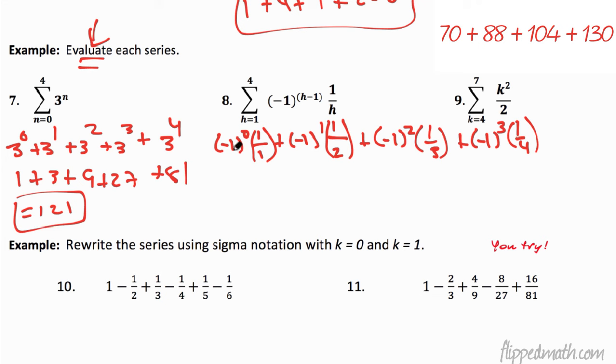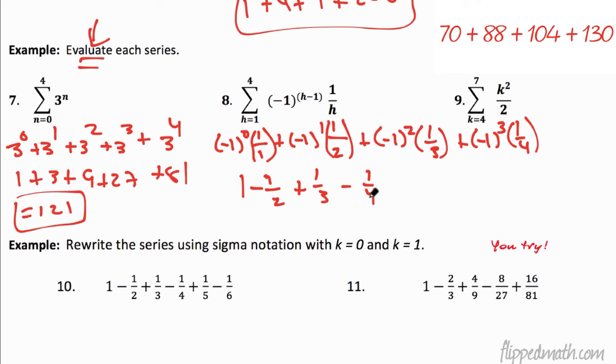So negative 1 to the 0 power is 1, times 1. That gives us a 1 here. Plus negative 1 to the first power. So it's not really going to be plus. This is going to be minus. This comes out to a negative 1/2. So I'm just going to write minus 1/2. Then we're going to get a positive 1/3 and a negative 1/4. See what I did there? That's why I left it all out. See, negative 1 to the third power is negative, so you get negative 1/4.